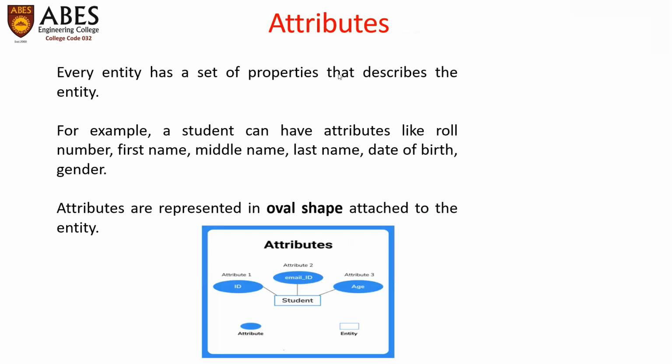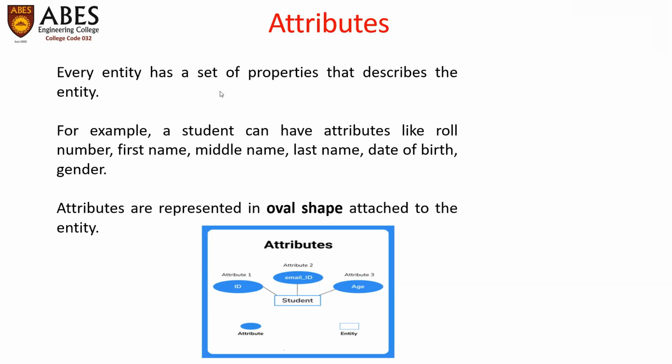Next, we come to attributes. Each entity will have a set of attributes, that is a set of properties that will describe itself. For example, if you want to represent a student, then what all are the properties that a student can have? A student can have attributes like roll number, name, date of birth, gender, maybe branch, maybe course. All these are the attributes of a student. Similarly, a faculty can have name, salary, designation, date of joining. So these can be the attributes of a faculty.